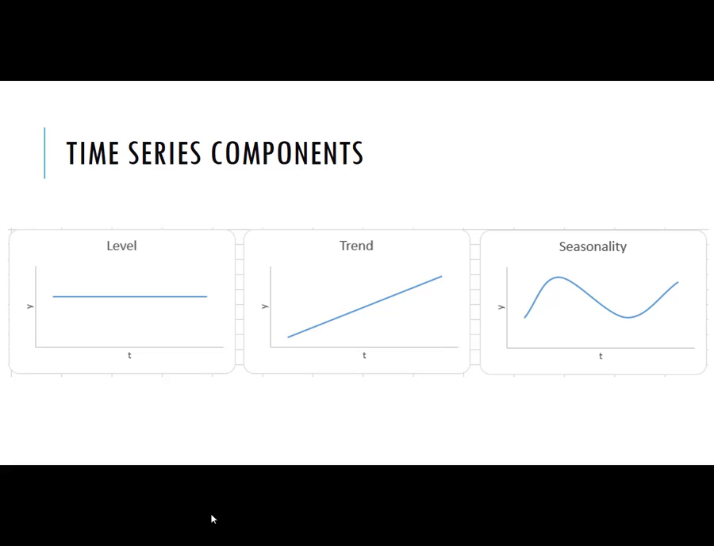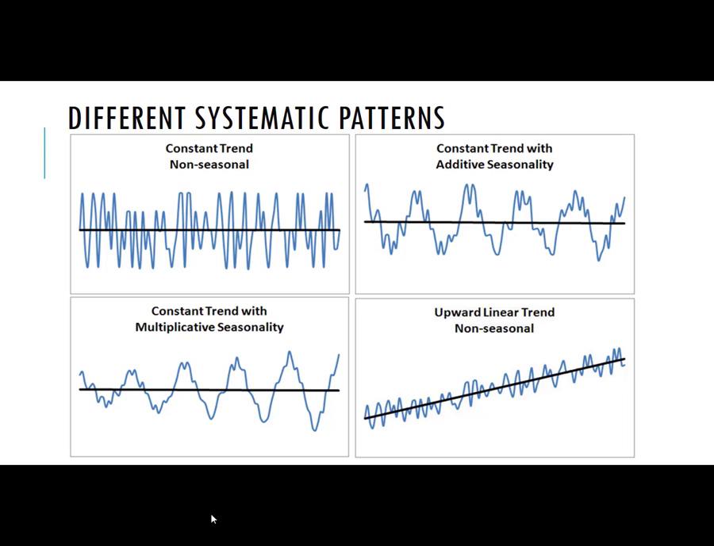Here are the different types of systematic patterns that we might see in different time series. Here we have a constant trend in the upper left. That's the level part, and it's non-seasonal. Yes, there's ups and downs, but that's the level and then the noise around it. Next, off to the far right, we have constant trend with additive seasonality. There appear to be peaks. Valley, peak, valley, peak, valley. But there's no discernible straight up or down kind of stuff. It's just nice and level.